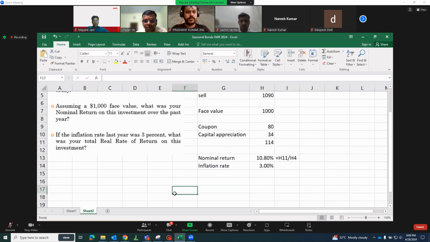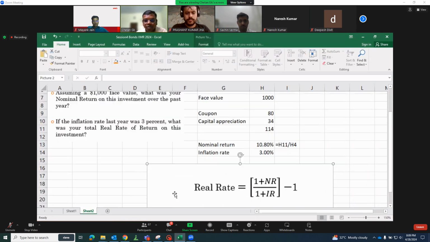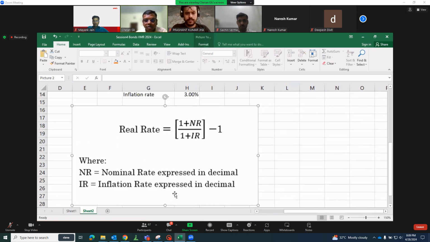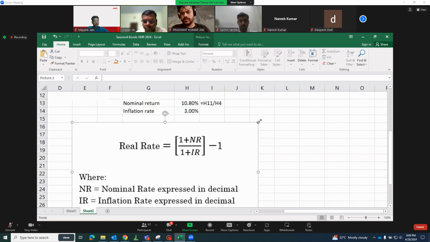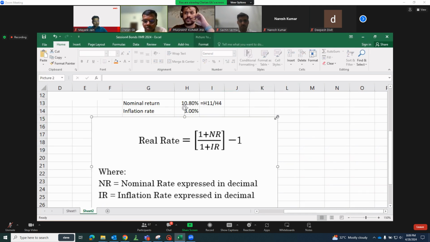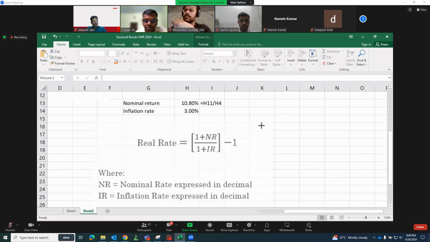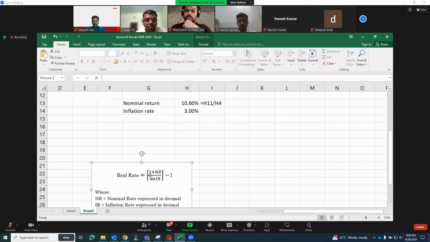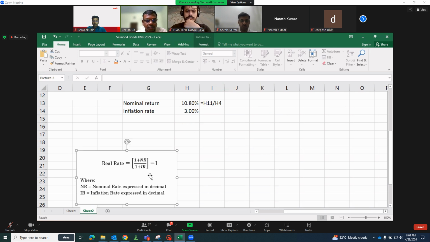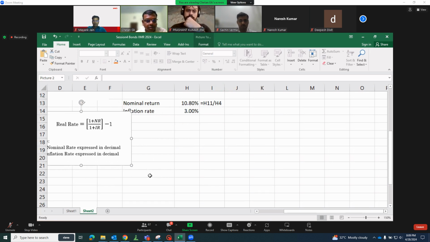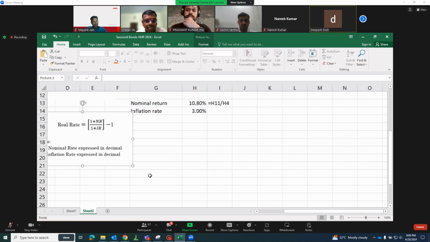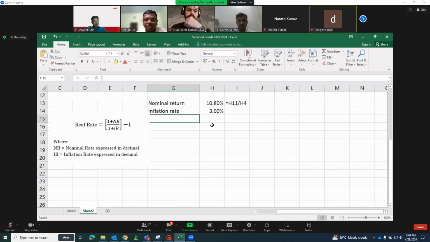So this is the equation we should be using for computing the real rate of return. Okay, so what is real rate of return? This is the 1.95. Yeah. So I'll just compute this now.